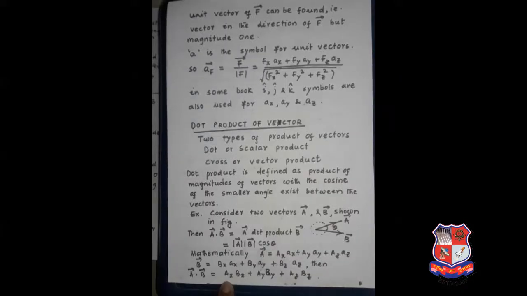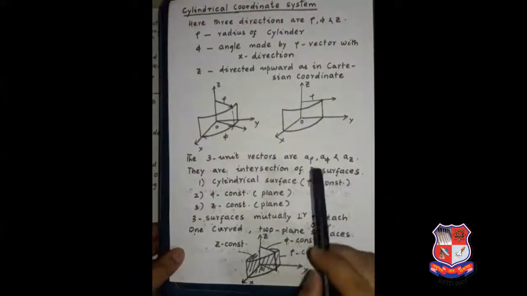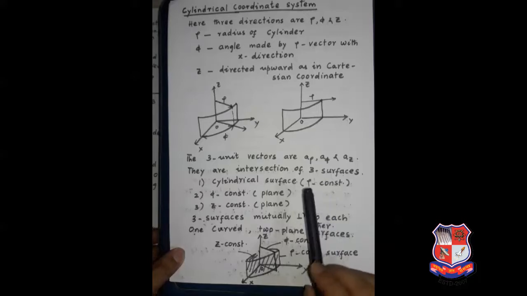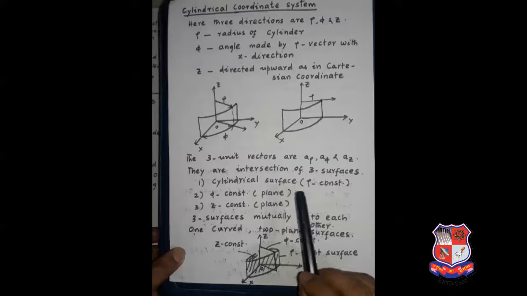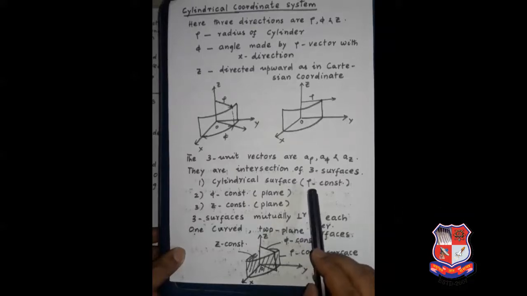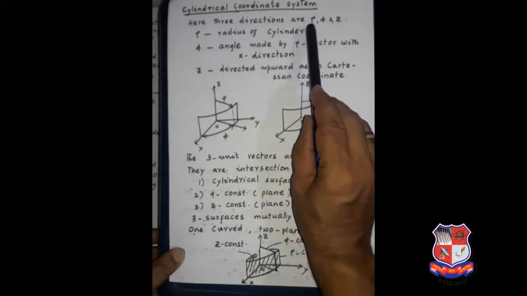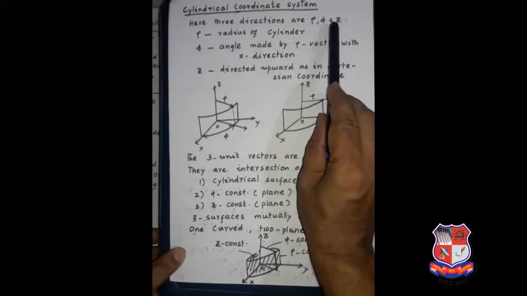Now we'll discuss one more type of coordinate system, that is called the cylindrical coordinate system. In the Cartesian coordinate system, as we have seen already, there are 3 axes which are mutually perpendicular to each other. Like that, in the cylindrical coordinate system also, we have got 3 directions, rho, phi and z.